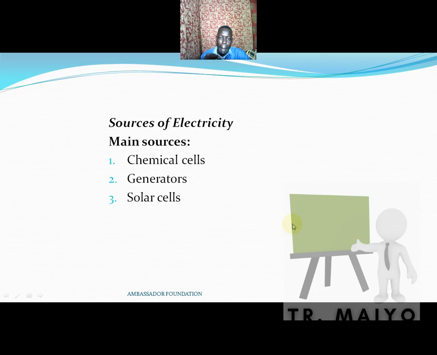Now, we have been talking about electricity. We have three main sources of electricity: chemical cells, generators, and solar cells. But in our case, we will only talk about chemical cells. Generators and solar cells, we will talk on later on.